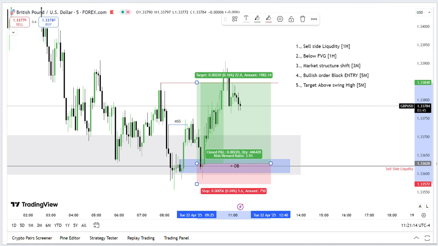In my last video I uploaded about risk management, which is a 1:3 risk reward ratio. Here the stop loss is 5.6 pips and the target is 22 pips, which is nearby 1:4. It is a good trade, and finally it's a profit. Hereafter I will break down my trade details on this YouTube channel.